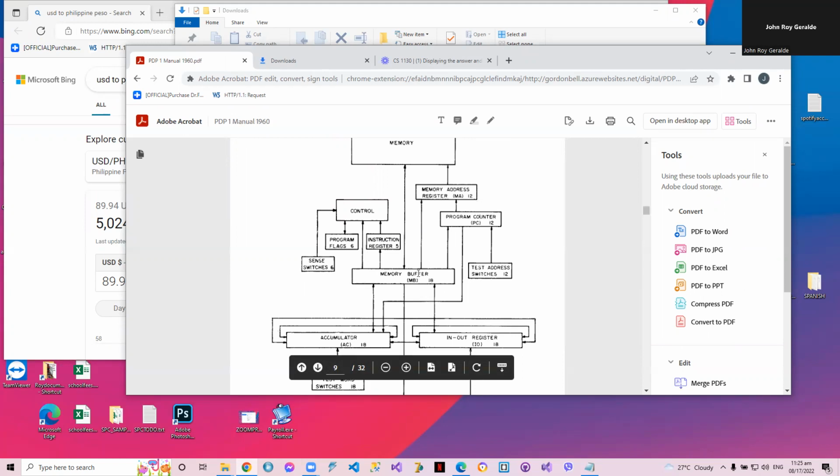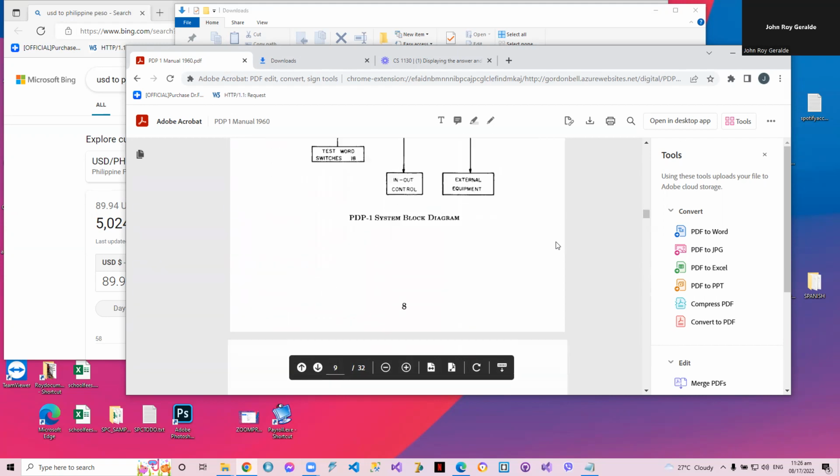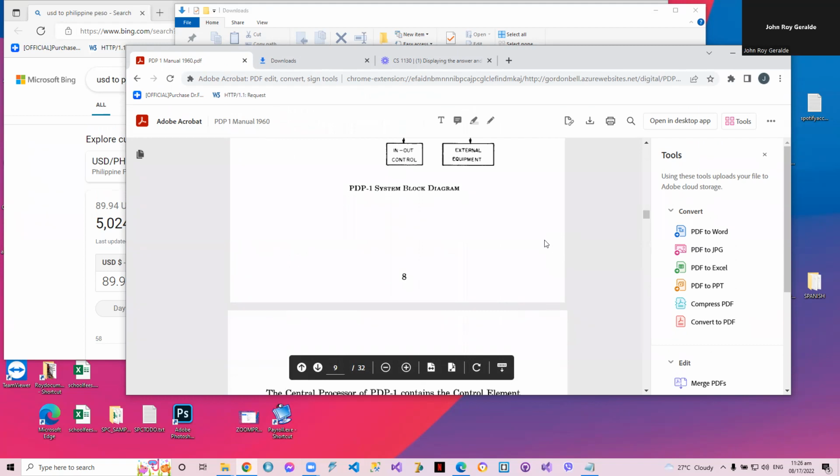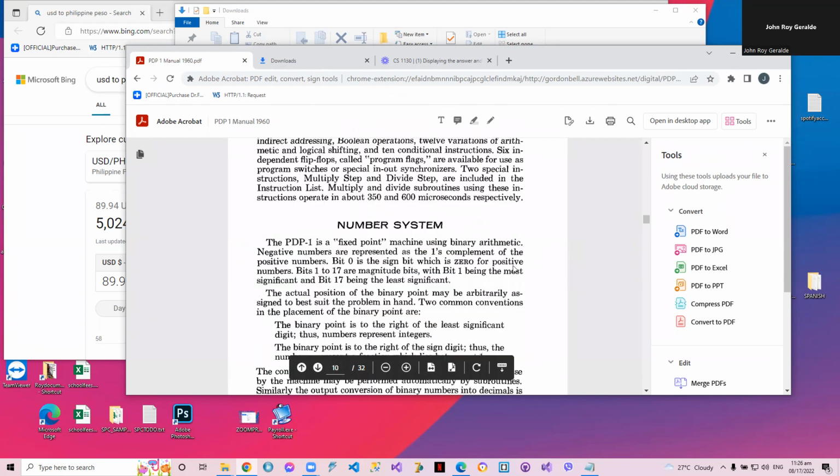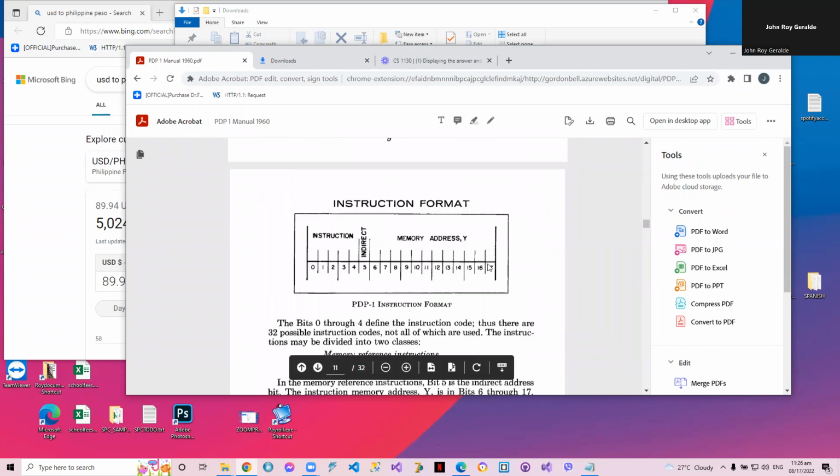The control unit has an instruction register and also has a memory buffer register. Just like in the IAS, when the instruction is fetched, it's fetched from the memory buffer and split into two, where the instruction register contains the opcode and the memory address register will contain the operand. So this is very identical to the IAS, except that it uses 18-bit words, both for instructions and data.